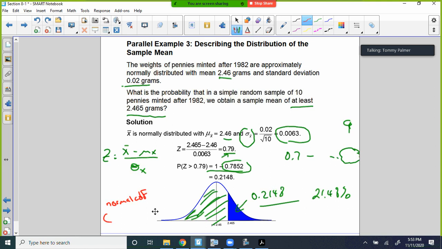So we'll do my parentheses here. The lowest value will be what? What would it be right here? At least this, right? So it'd be 2.465. And then the highest number would be E99. And then we'd have a mean of 2.46, and then a standard deviation of 0.0063. And if you do that, you'll get, guess what? Something very close to that. Okay.